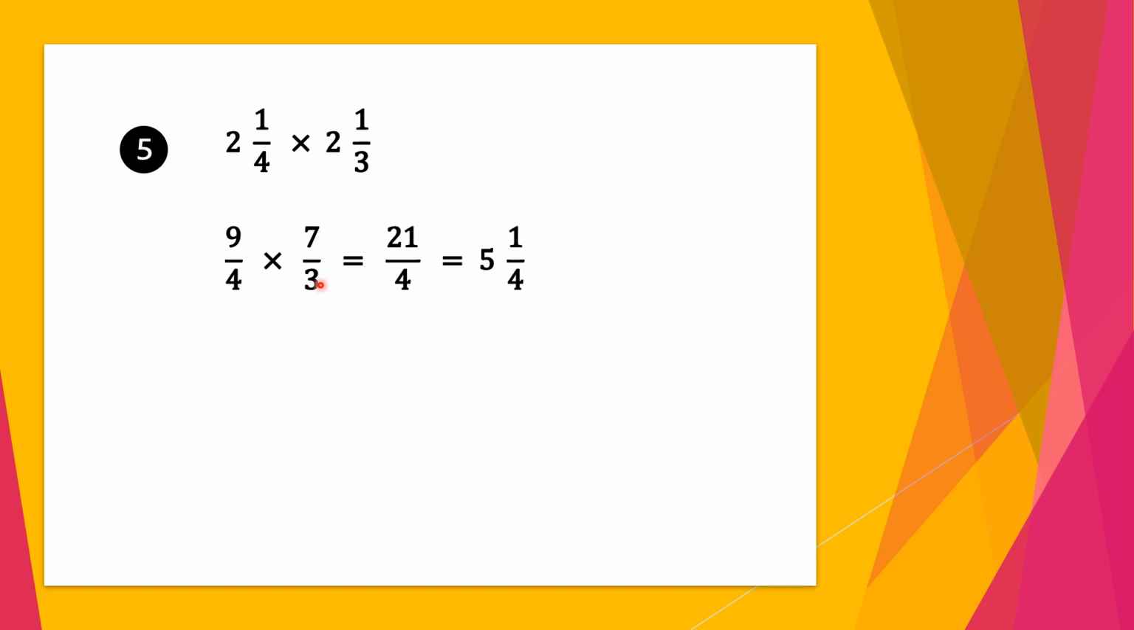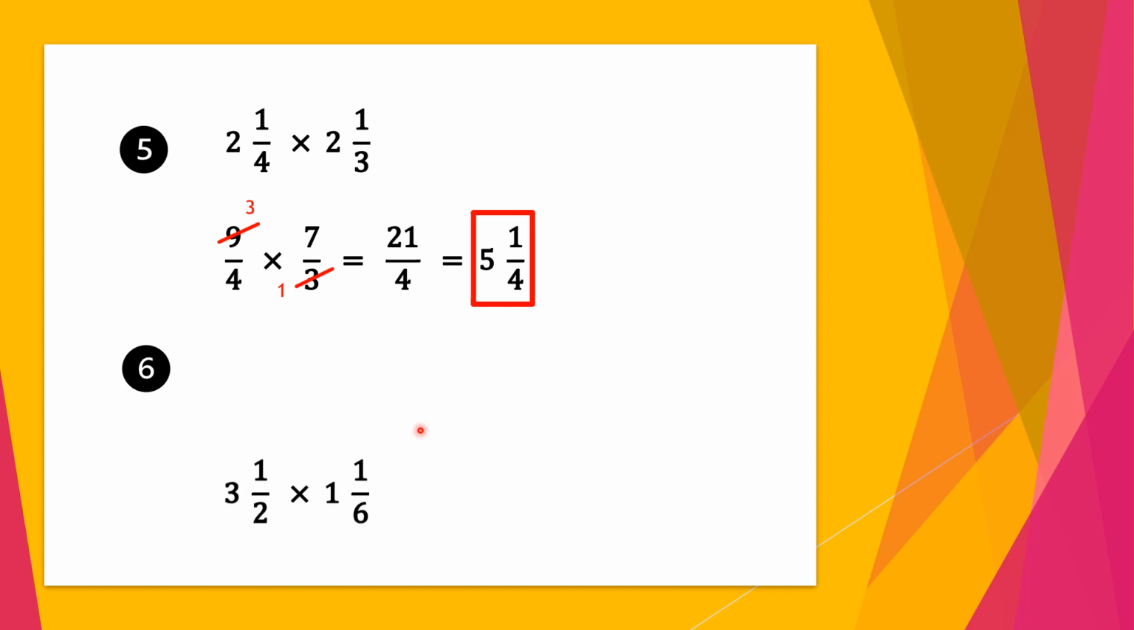We can cancel 3 and 9, so 3 goes into 3 once, and 9 goes into 3 times. So we multiply our numerators first. 3 times 7 is 21, and 4 times 1 is 4. This is our solution, but it's an improper fraction. We want to convert it into a mixed fraction. So our final solution is 5 1/4.